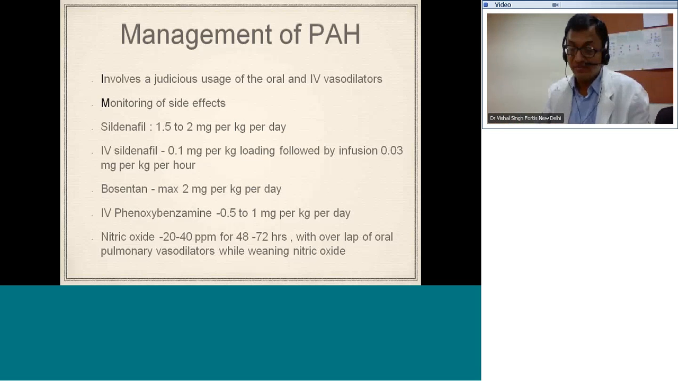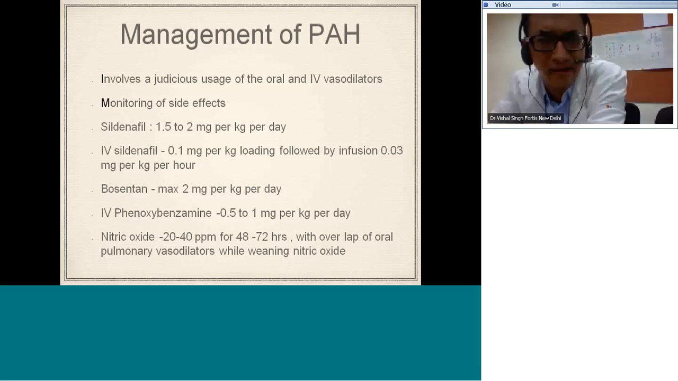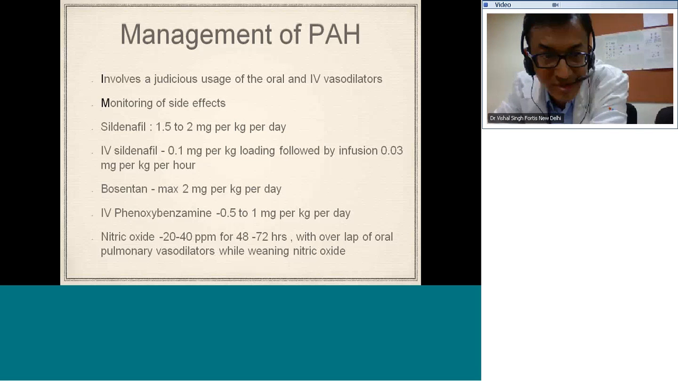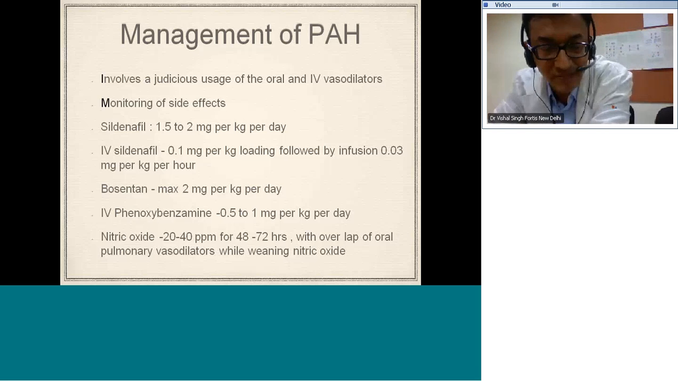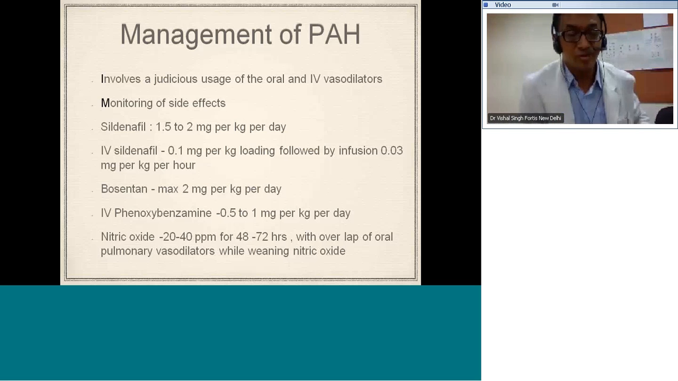IV sildenafil has been available for the last 2.5 years, and we can give it as a 0.1 milligram per kg loading, followed by an infusion of 0.03 milligram per kg per hour. We rarely give the loading dose in the ICU. We just start with an infusion and manage, and it works if it's required, especially for PAH.